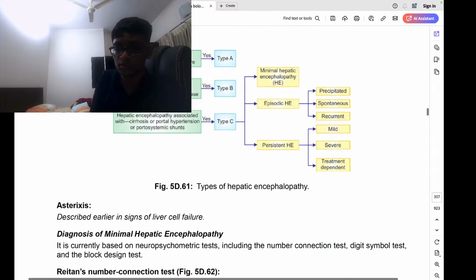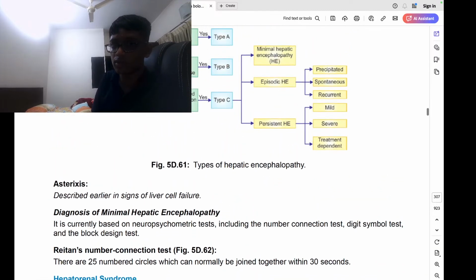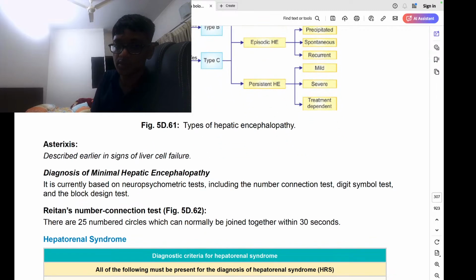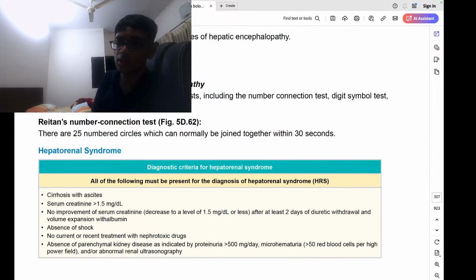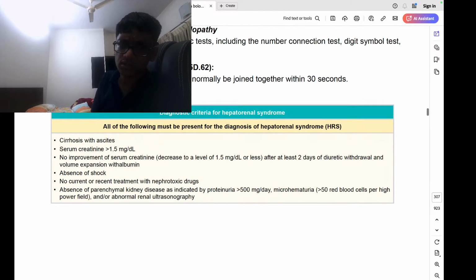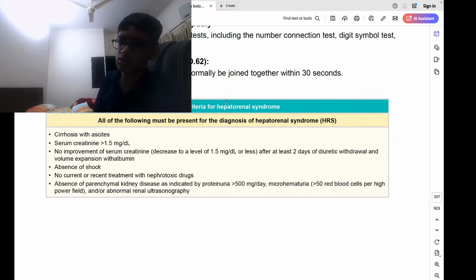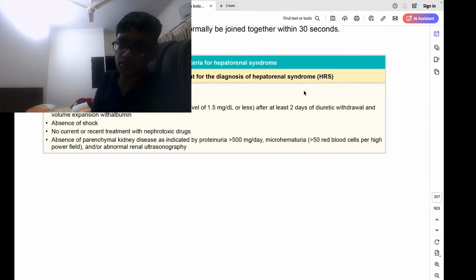Asterixis is a sign of liver failure. Diagnosis of minimal hepatic encephalopathy is based on neuropsychometric tests, including the number connection test, the digit symbol test, and the block design test. In the number connection test, there are 25 number circles which can be joined within 30 seconds.